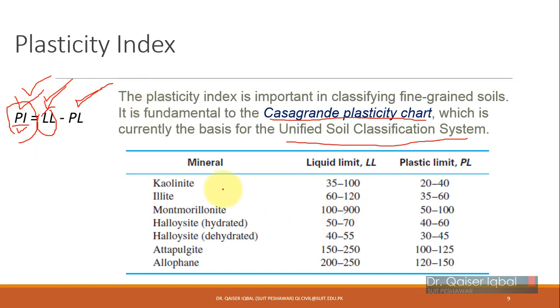Over here, for some typical clays which we have already studied, kaolinite, illite, montmorillonite, which we discussed in detail in clay mineralogy, their liquid and plastic limits are given. You can see kaolinite has very low liquid and plastic limits, so it is not as easily moldable as illite and montmorillonite. Then we have halloysite, hydrated and dehydrated, and attapulgite, which are the needle-shaped clay particles, as I discussed in the previous classes. And then we have allophane, which usually has very high liquid and plastic limits, as you can see over here.